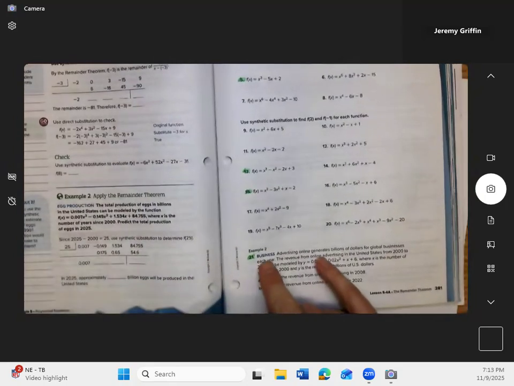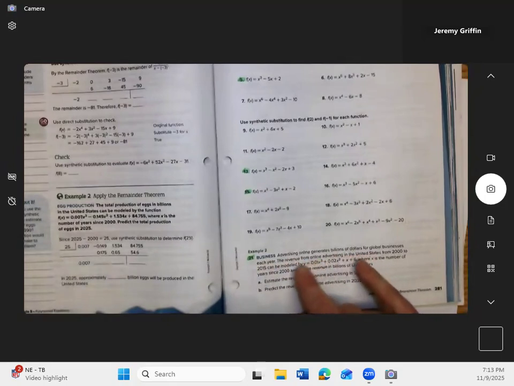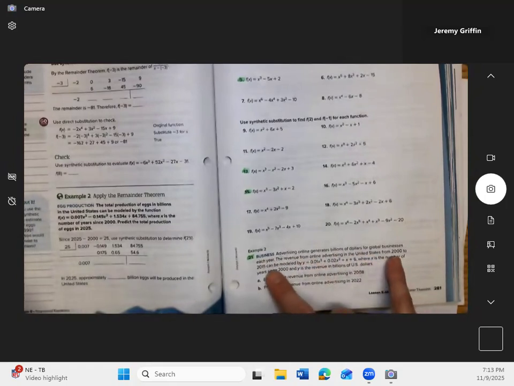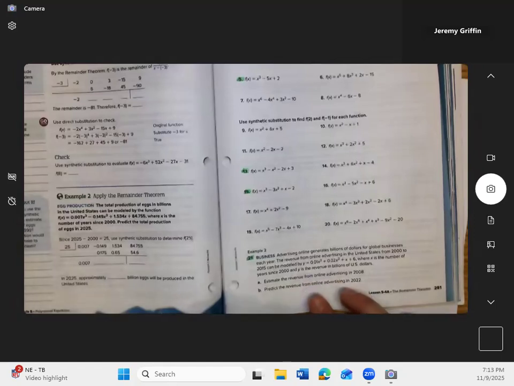So 21, business. Advertising online generates billions of dollars for global businesses each year. The revenue from online advertising in the States from the year 2000 to 2015 can be modeled by this polynomial here, where X is the number of years since 2000, Y is the revenue in billions of dollars. Estimate the revenue for the year 2008, and then predict the revenue for the year 2022. Right? Well, I'll do one of these with you guys.